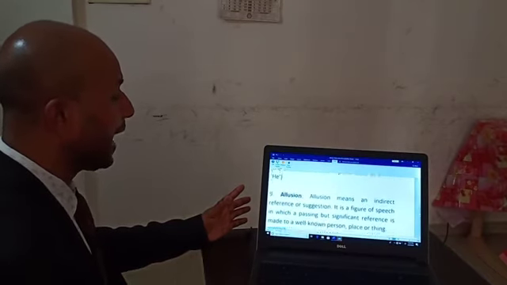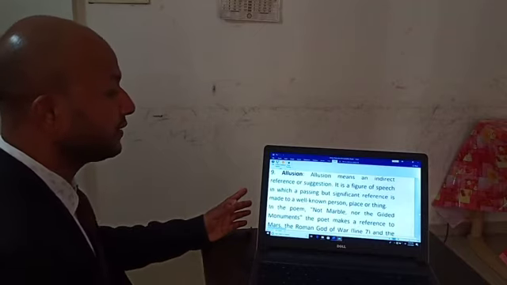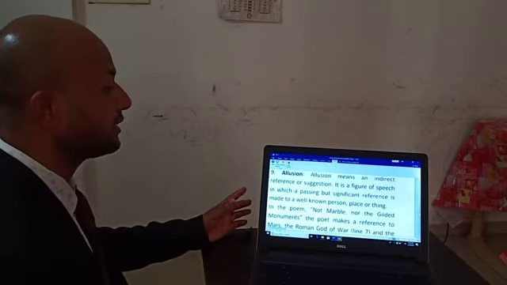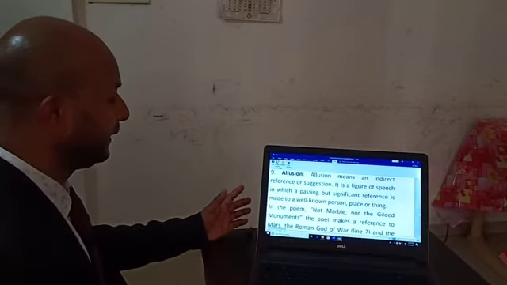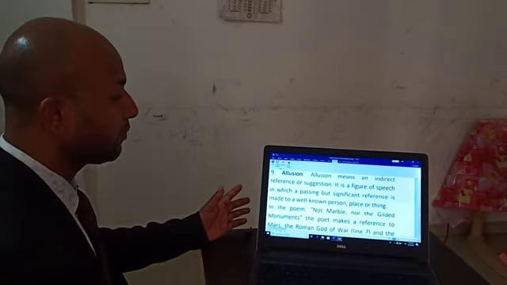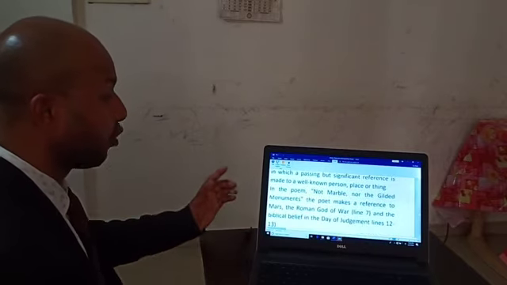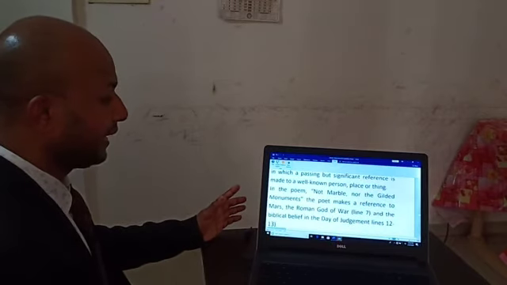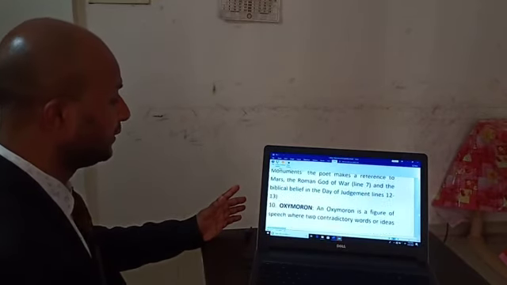Then we come to allusion. Allusion means an indirect reference or suggestion. It is a figure of speech in which a passing but significant reference is made to a well-known person, place or thing in the poem. Not marble nor the gilded monuments. The poet makes a reference to Mars, the Roman god of war, and the biblical belief in the day of judgment, lines 12 to 13.